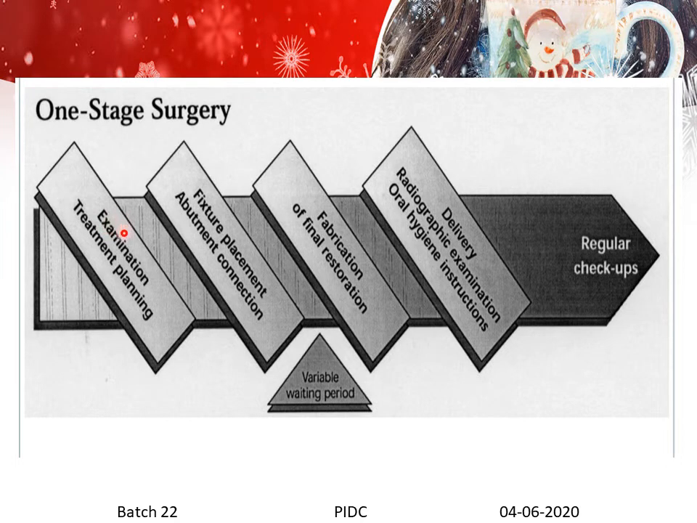Whereas your 1-stage procedure is one where, after examination and treatment planning, both the implant placement and the abutment connection are done on the same day itself. Then we wait for a variable healing period until the healing takes place, and then directly we go in for the fabrication of the final restoration, delivery, radiographic examination, oral hygiene instructions, followed by regular checkup. So this is a 1-stage procedure. Again, this variable waiting period can go up to a period of 1 month also, to check if proper gingival healing has taken place.